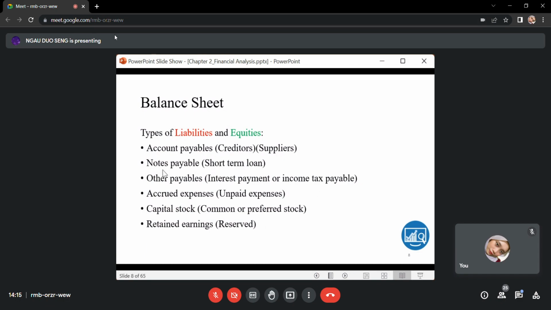Then we have notes payable. This one is the company loan. Dia pinjam duit short term, jangka pendek. So we put under notes payable, right, under current liabilities. So other payables, we have interest payments or income tax payable. Then we have accrued expenses or unpaid expenses. We have capital stock, common or preferred stock, and then we have the retained earning. This one is reserve.